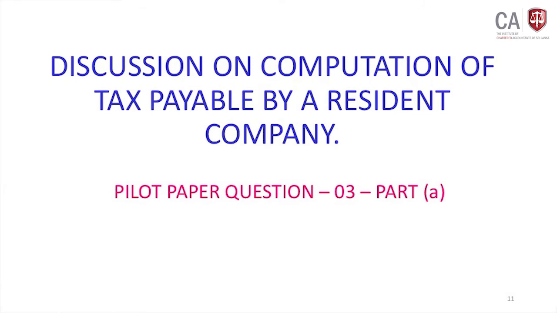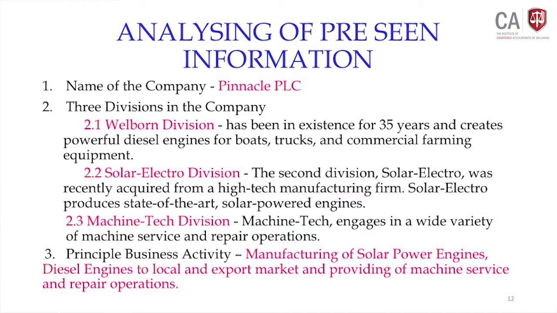The next part, analysis of pre-seen information. Now we are in the company taxation question. In that we will see how we are approaching the question. The first part is the common pre-seen. About 1 month or 6 weeks before the exam, you receive this common pre-seen. That's the part we are in now.